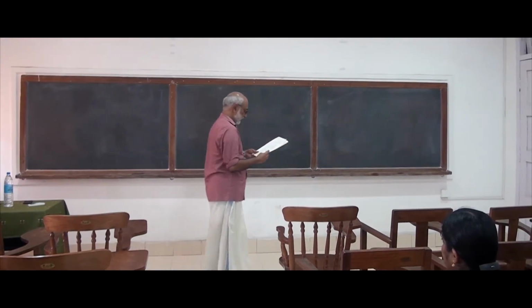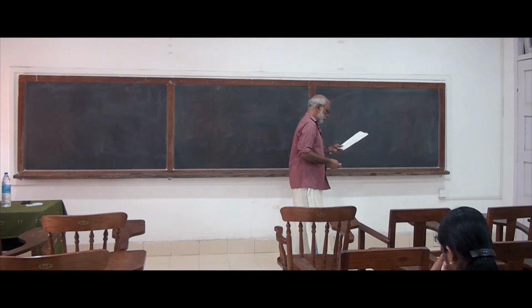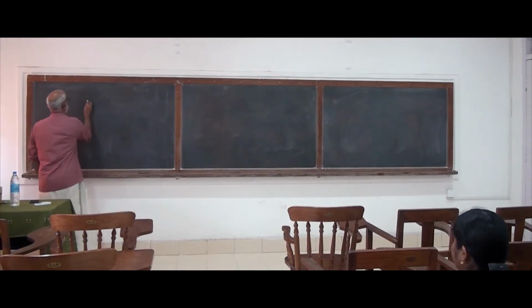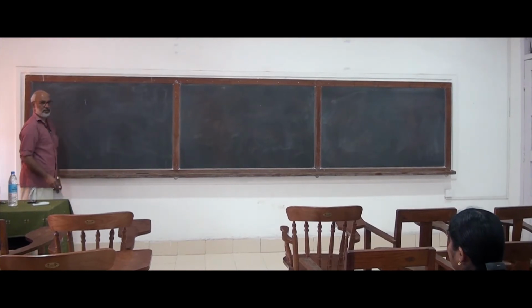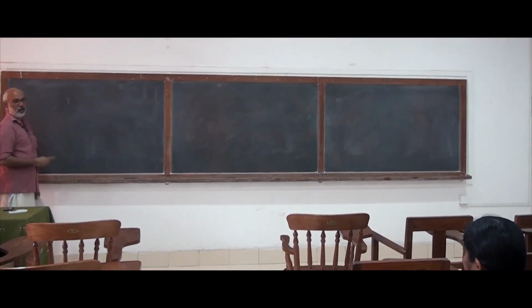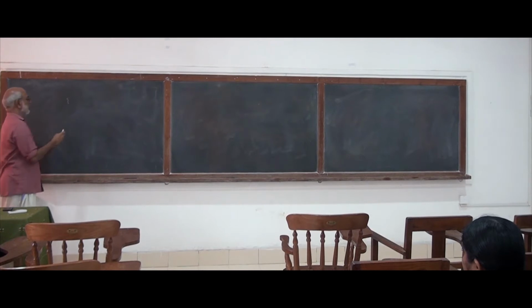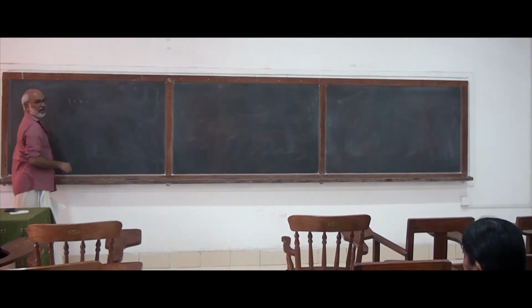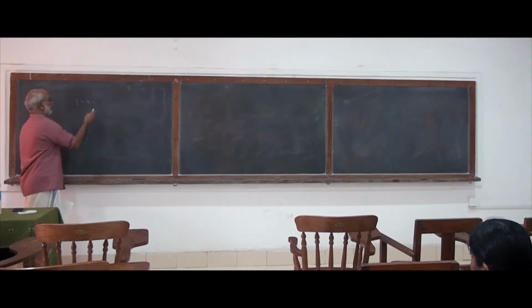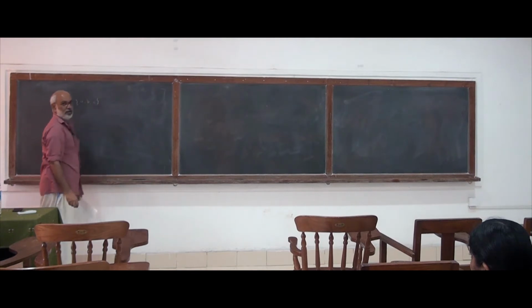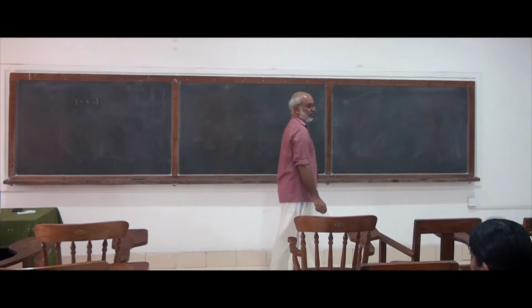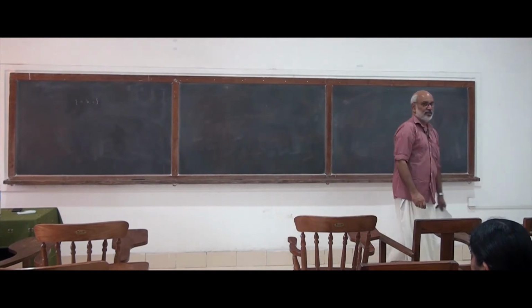In the roster method, a set is expressed like this. You first put an opening curly bracket, then you put the names of the elements, say A, B, C, with commas between them, and then put a closing curly bracket. This is the way we write a set in the roster method.